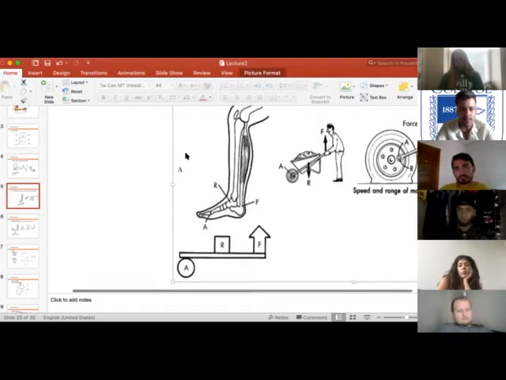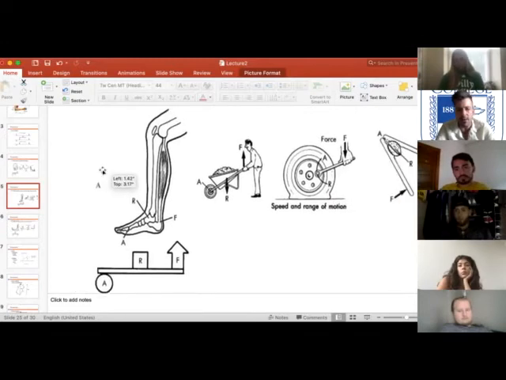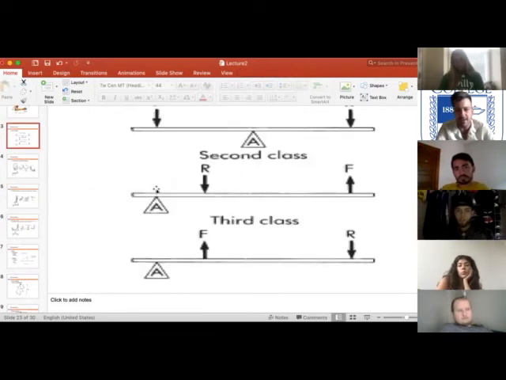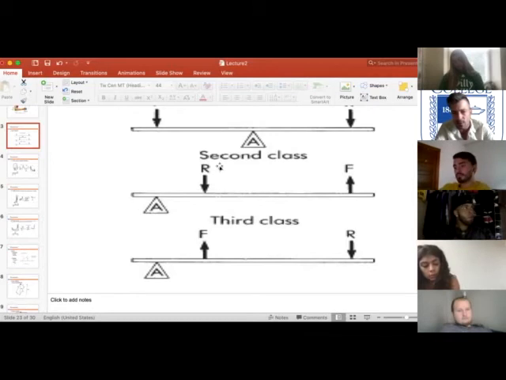All right. So now there's other lever systems in the body. A second class lever system is when you have an axis of rotation, and then you have an external resistance force or reactive force that's happening closer to the axis of rotation than the muscle force provided.